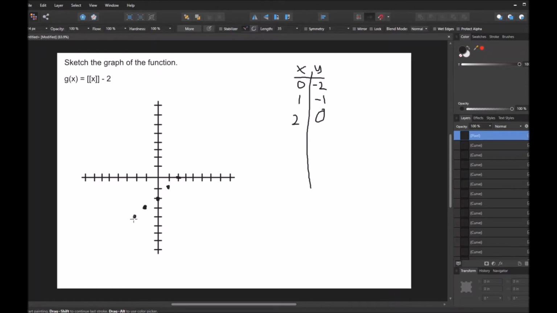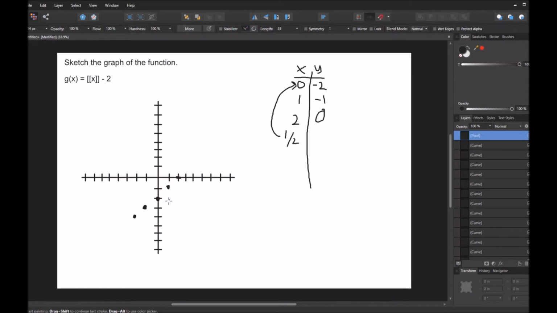comma -4. So now we have these points, but we want to know whether our line is going to go like this or whether our line is going to go like this. So in order to do that, let's plug in a non-integer point. Let's plug in 1/2. If we plug in 1/2, the greatest value integer less than or equal to 1/2 is 0. And as we know from here, 0 minus 2 is -2.